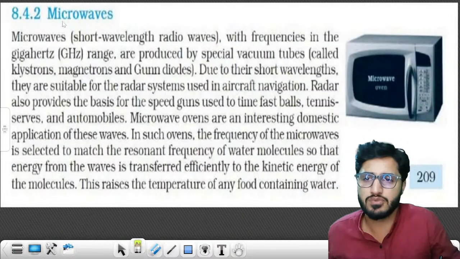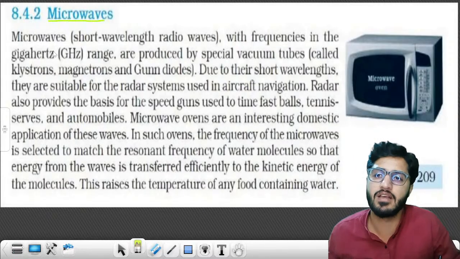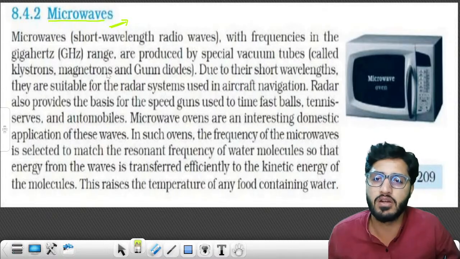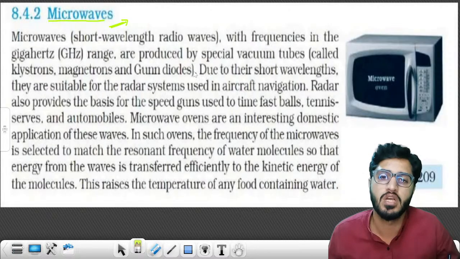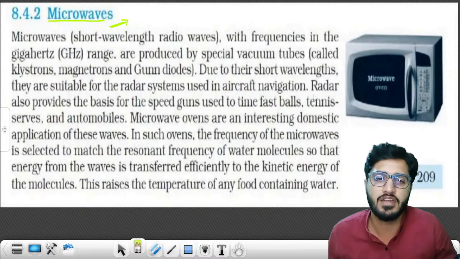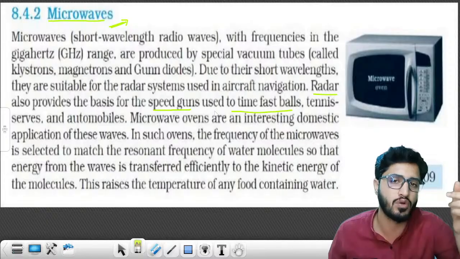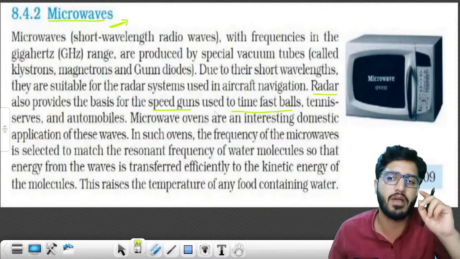Next part, microwaves. Microwaves are also known as short waves, radio waves with frequency in the gigahertz range, produced by special vacuum tubes called klystrons, magnetrons, and gun diodes. They are used for radar, speed guns, table tennis balls, right? Speed guns are used on highways to detect which car is going fast or slow, and microwaves are used in them.